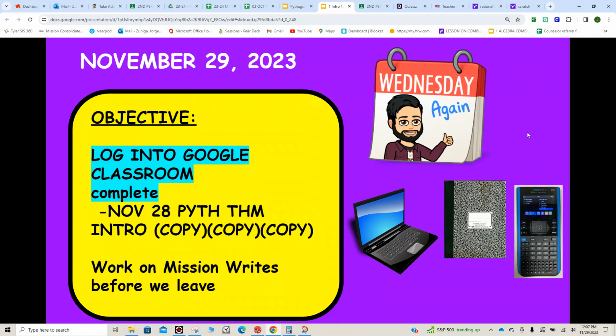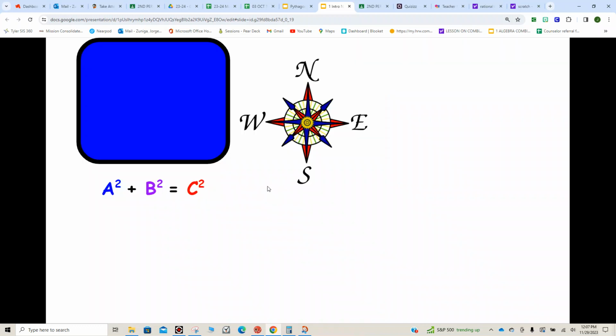How's it going, guys? This is going to be a mini lesson on Pythagorean theorem. What we're going to be doing is using a compass, which points north, east, south, and west. We're going to use the compass to draw a right triangle given the directions.